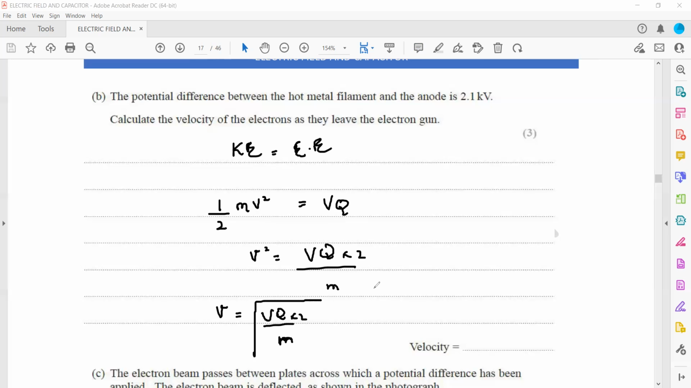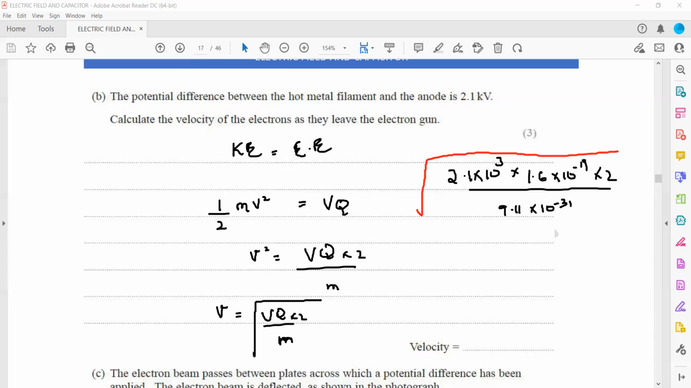The voltage which we applied is 2.1 kilovolts, so 2.1 times 10 to the power 3, multiplied by charge. Because we are accelerating an electron, we'll take the charge of one electron, which is 1.6 times 10 to the power minus 19. Then it is multiplied by 2 and divided by the mass of the electron, 9.11 times 10 to the power minus 31. For this, we take a root. This gives us the speed at which the electron is emitted, which is about 2.7 times 10 to the power 7 meters per second.